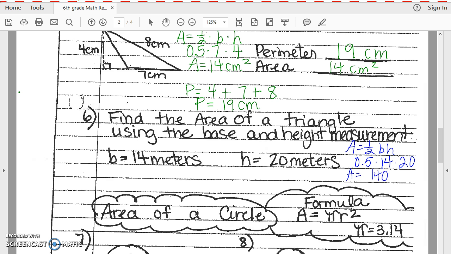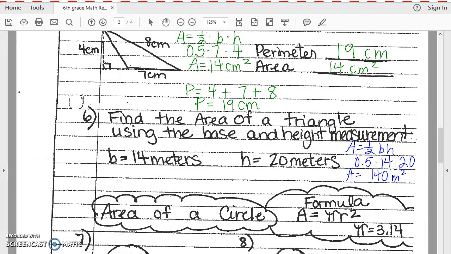140 meters squared. And I have to say meters and I have to say squared because this is a two-dimensional object. One thing I want you to keep in your head is that every time you times by 0.5, you're dividing your number by 2. Timesing by 0.5 and dividing by 2 is the same thing. Okay?